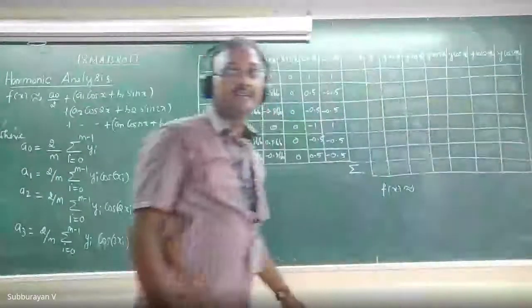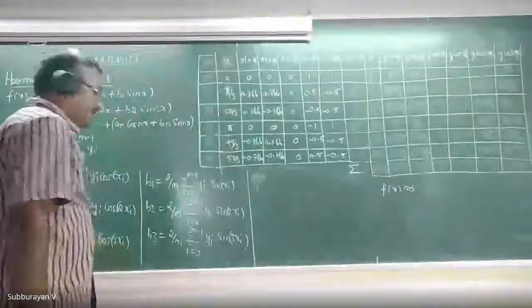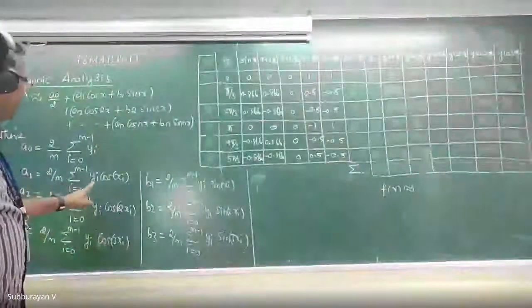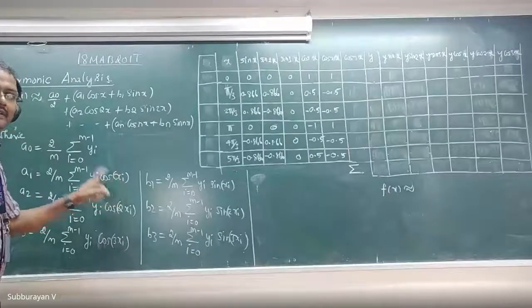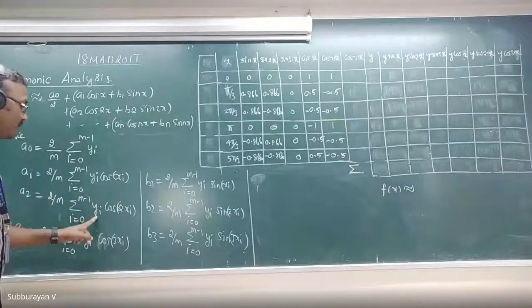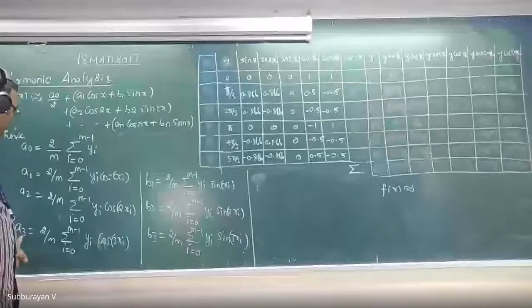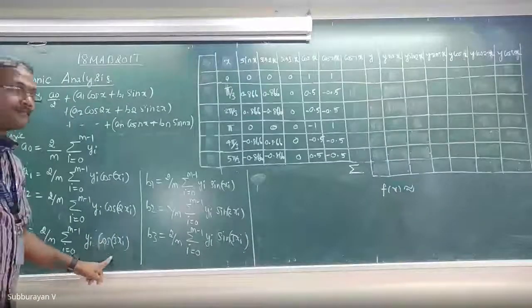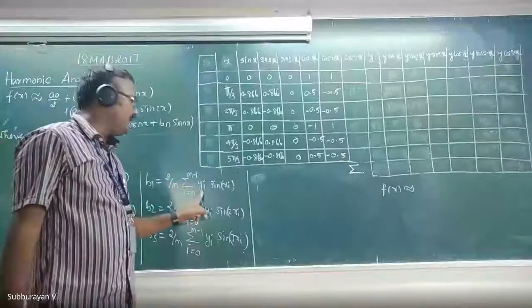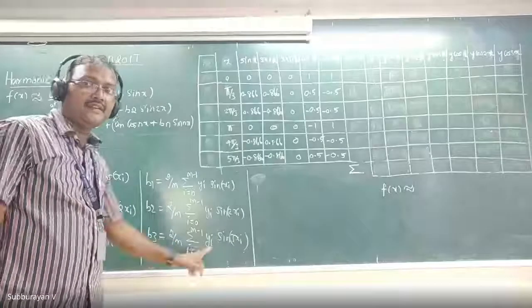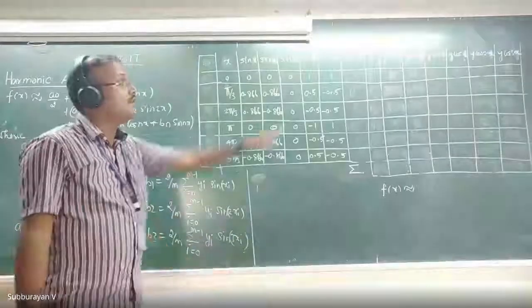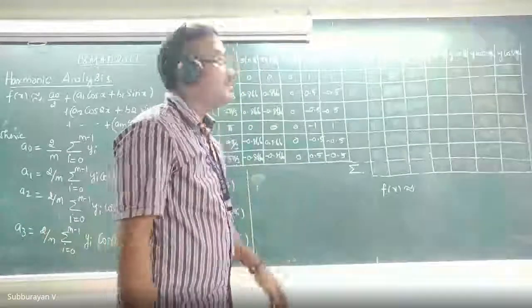Why? Because we need all these expressions. While calculating a1, we need summation y cos x. For a2, we need y cos 2x. For a3, we need y cos 3x. For b1, we need y sin x. For b2, we need y sin 2x. For b3, we need y sin 3x. Therefore, you form the table like this.